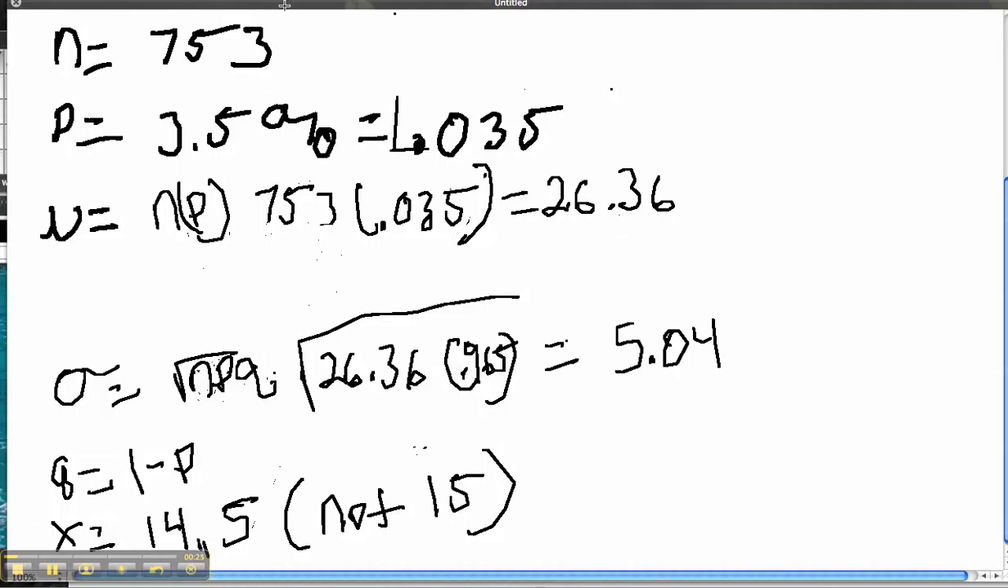So N, number in the sample population, 753. P, the probability, is 3.5% or 0.035. I don't know why this little one's there, but yeah, it's 0.035. Anyway, so my population mean is equal to N times P, so 753 times 0.035, which equals 26.36.